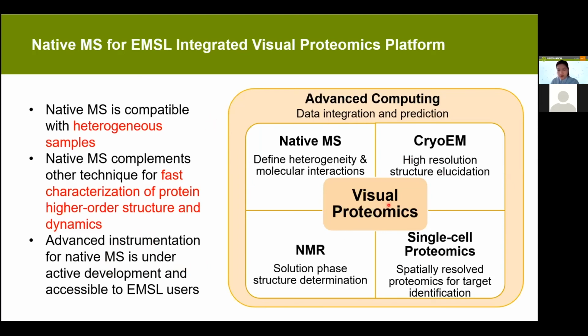You remember this figure from James, that native mass spectrometry is very complementary to other techniques, and the biggest advantage, as you have seen from the talks today, is that it's really good at helping define the heterogeneity of proteins. And if we combine everything, the different capabilities, it really helps us to visualize the proteins in the biological systems to achieve this visual proteomics goal.